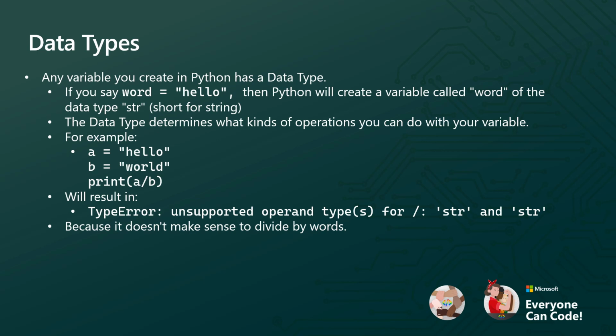The data type determines what kinds of operations you can do with your variable. So for example, let's say you had a variable called a that you set to the value hello, and b that you set to the value of world. And then you said print a divided by b. Well, that will result in a very obscure, difficult-looking error. It will say type error, unsupported operand types for str, for string, and string. Because, why? Well, it doesn't make sense to divide a word by another word.